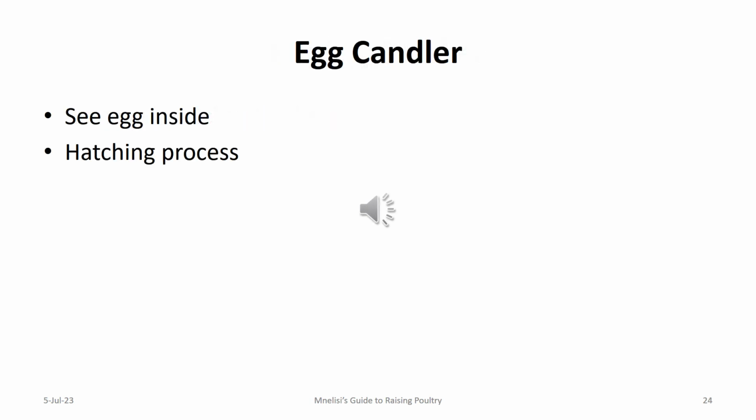An egg candler. This is a tool that you'll use to see the inside of an egg so that you can see the progress of the embryo development. You will need this tool during the incubation process.